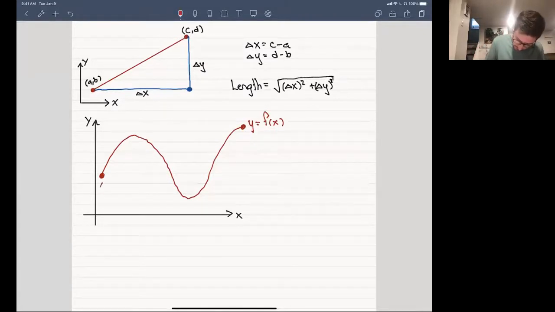So this point is going to be (a, f of a). And this point is going to be (b, f of b). So just the ordered pair, x is equal to a or b, and then you put that into f, that gives you the y value. Okay, imagine I give you the following problem. I say, okay, smarty pants, you could do the first one easily. Why don't you tell me what the length of that curve is, right?